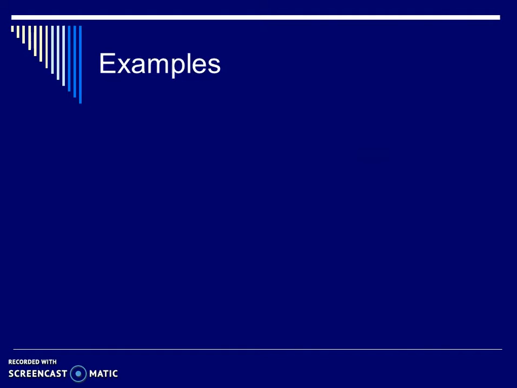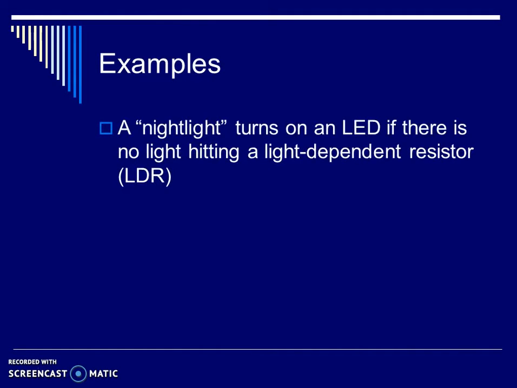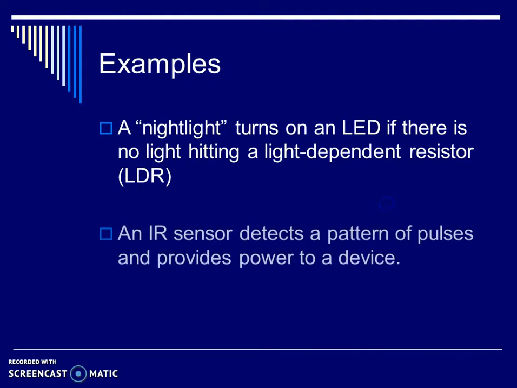Okay, some examples of some applications of this. We'll examine this night light concept in a bit more detail in a few minutes, and in fact, of course, we talked about it for our circuits. But we can design an Arduino-based reaction to a light system. If there's little or no light hitting a light-dependent resistor, an LDR, we can trigger a decision-making system on that basis. But we can make something far more sophisticated. An IR sensor could detect a pattern of pulses and provide power to a device, for example.